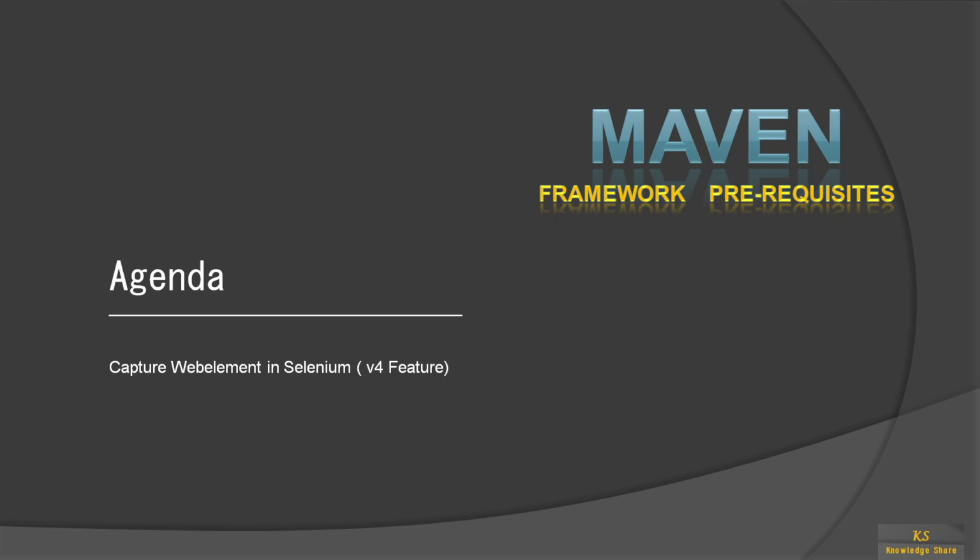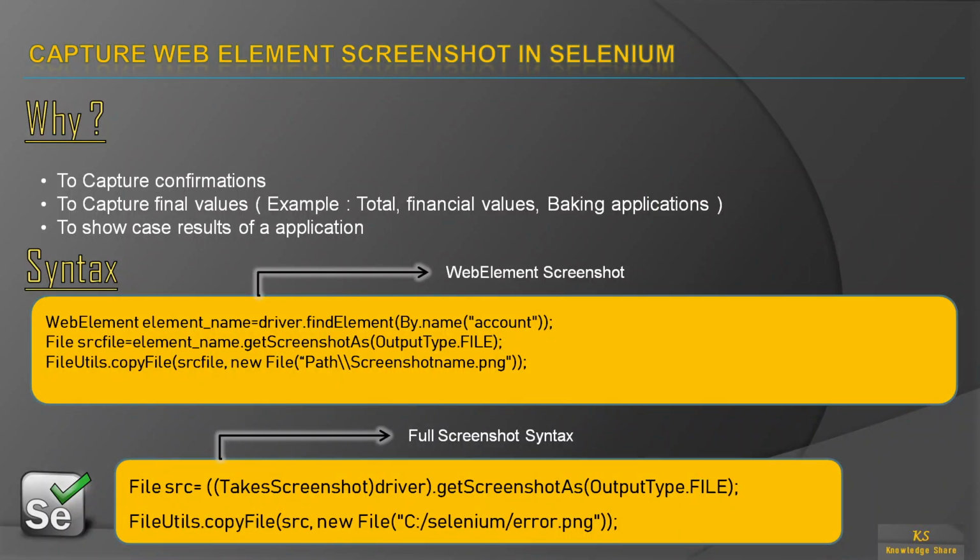In this session, we are going to talk about how to capture individual web elements in Selenium. In the previous session, we have already seen how to capture a complete web page using Selenium, that will capture using TakesScreenshot. So in this session, we are going to see the important feature of Selenium version 4 to capture a web element. Once you are familiar with capturing a full page, then this is very easy because it follows the same methodology. So let's switch to this concept.